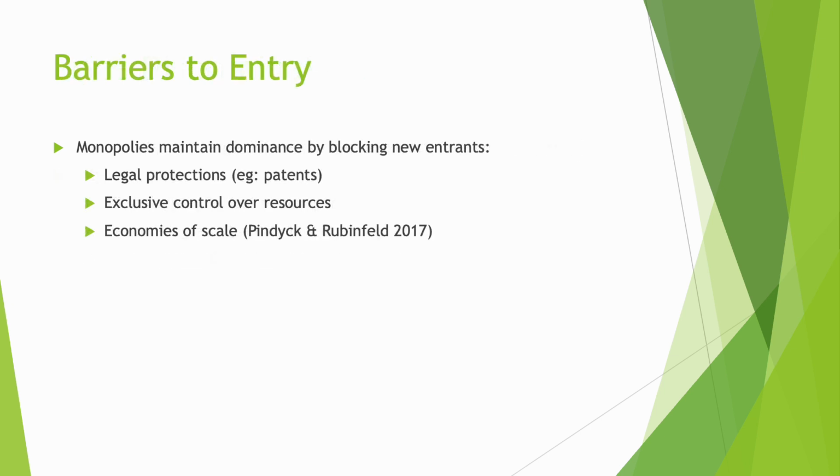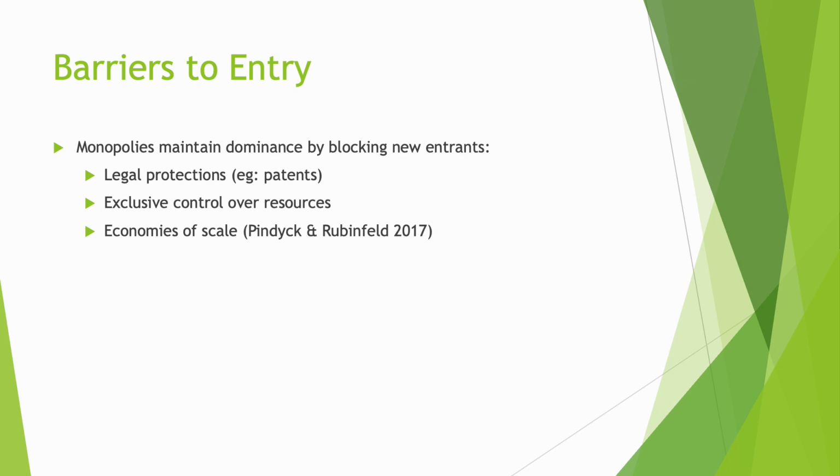Now let's take a look at barriers to entry, a key reason why monopolies like the LCBO or Canada Post are able to maintain their market power. Barriers to entry are obstacles that prevent new competitors from entering the market. In monopolies, these can take several forms. First, legal protections like patents give companies exclusive rights to produce a good, blocking others from doing the same. Then there's exclusive control over key resources. When a firm owns something essential to production, others simply can't compete.